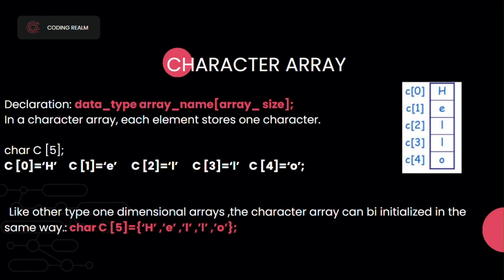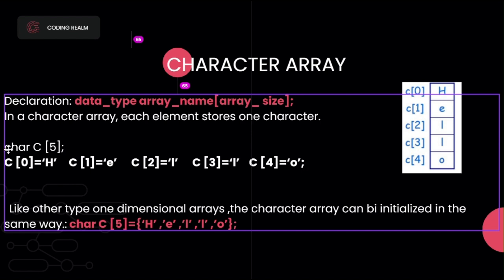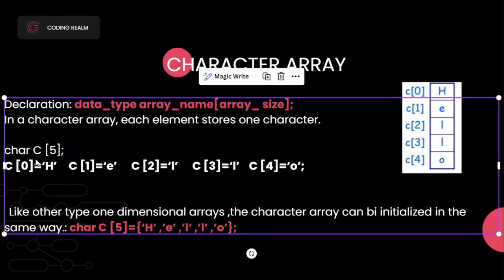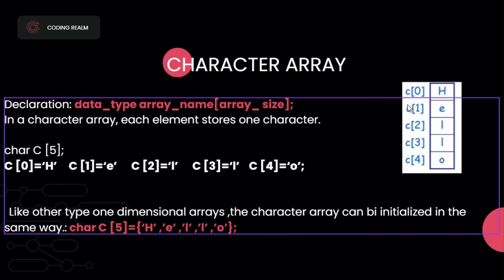Now the character array. How to declare a character array? We use this syntax: data type, array name, and the size of the array. Each element in the array stores one character. Like this, we have an array char c[5]. It contains 5 elements. c[0] is equal to H, c[1] is equal to E, c[2] equal to L, c[3] L, and c[4] O. And it prints the word hello, like this table.